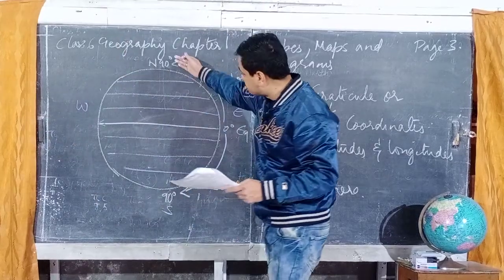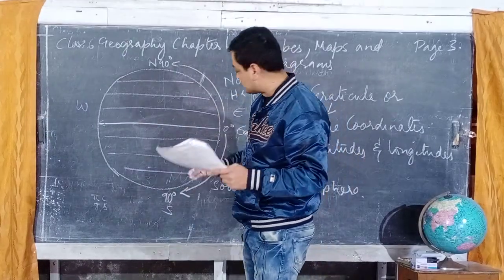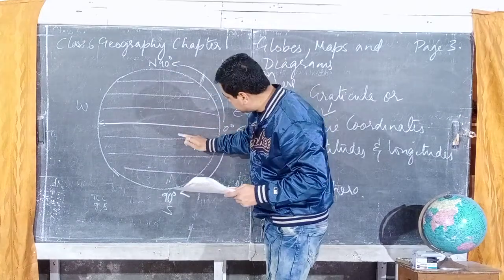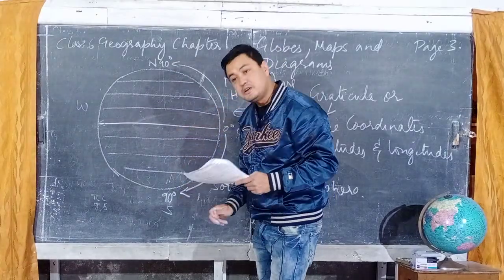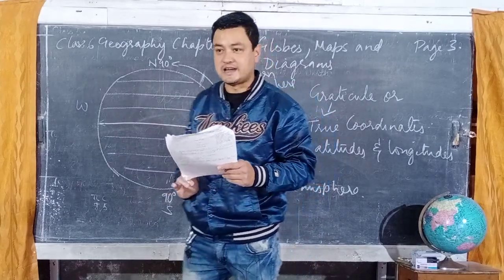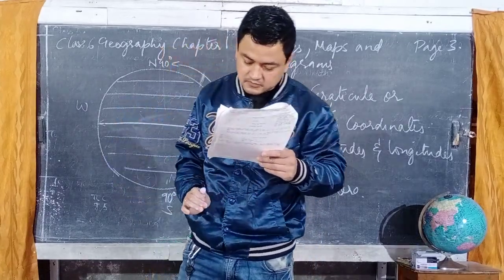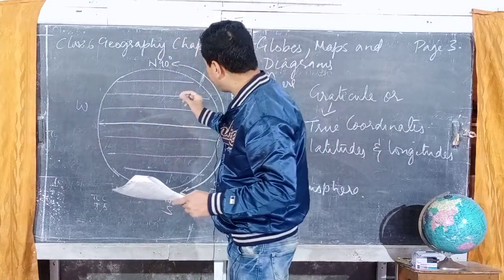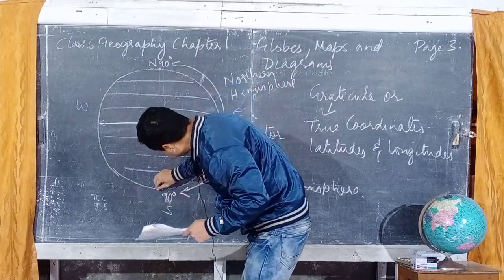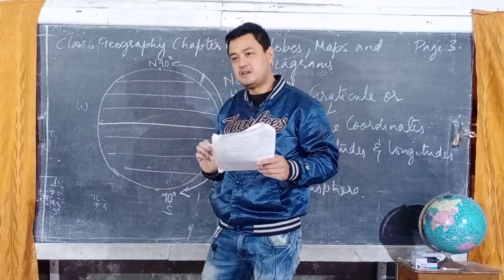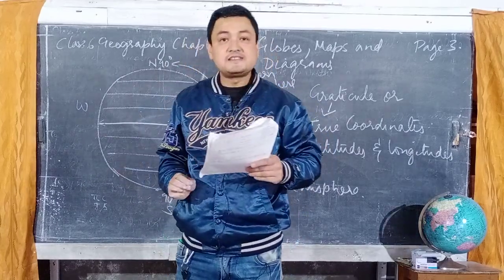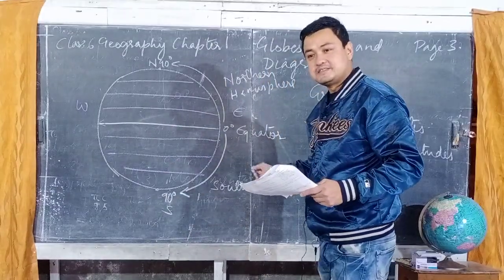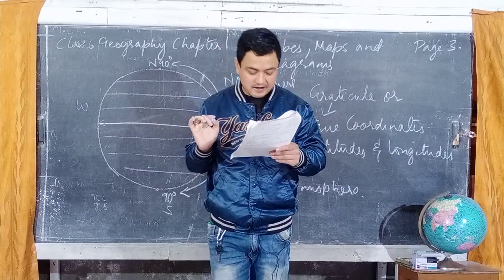Now, which are the poles? I am talking about the North Pole and the South Pole. When this latitude goes towards the North Pole, it becomes smaller in size. When it comes towards the South Pole, it becomes smaller in size. The poles are merely points. Poles are basically points which help us to find the direction. These lines are also called parallel lines. Remember that: latitudes are also called parallel lines.